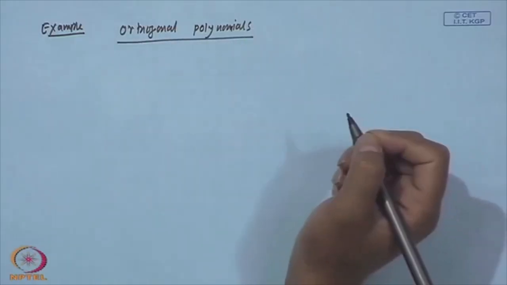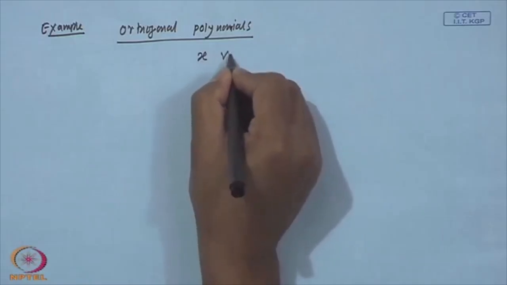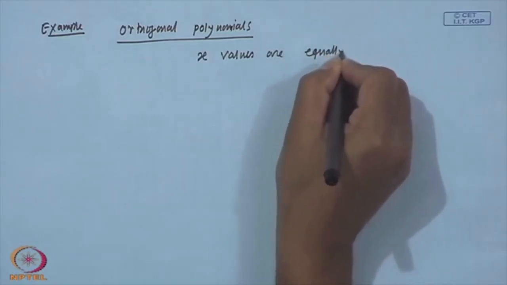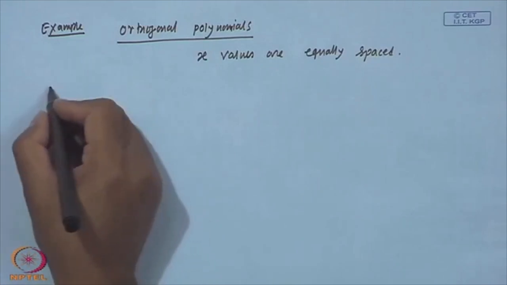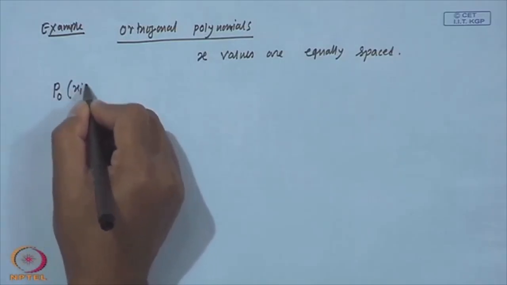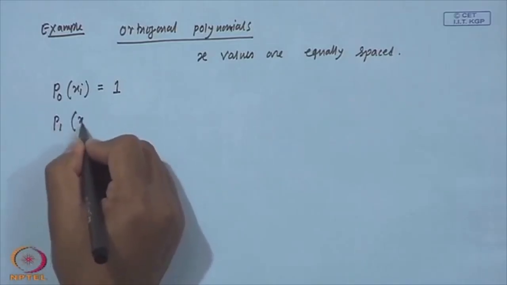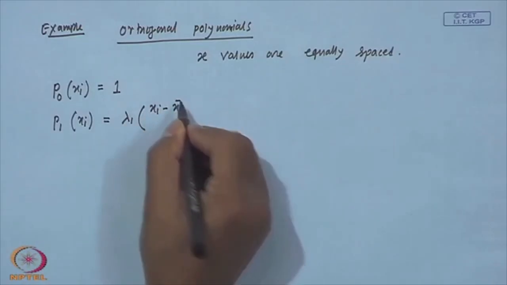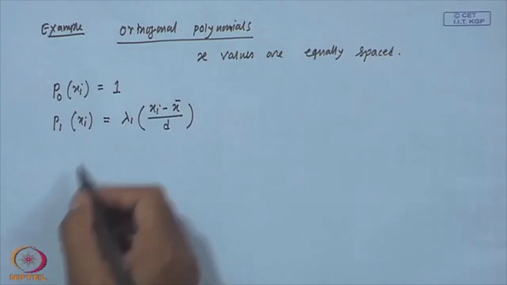Okay, so here the condition is that the x values are equally spaced. Okay, so here the zeroth order polynomial p naught x I is equal to 1, p 1 x I is equal to lambda 1 (x I minus x bar) by d. I will explain why they are orthogonal polynomials.